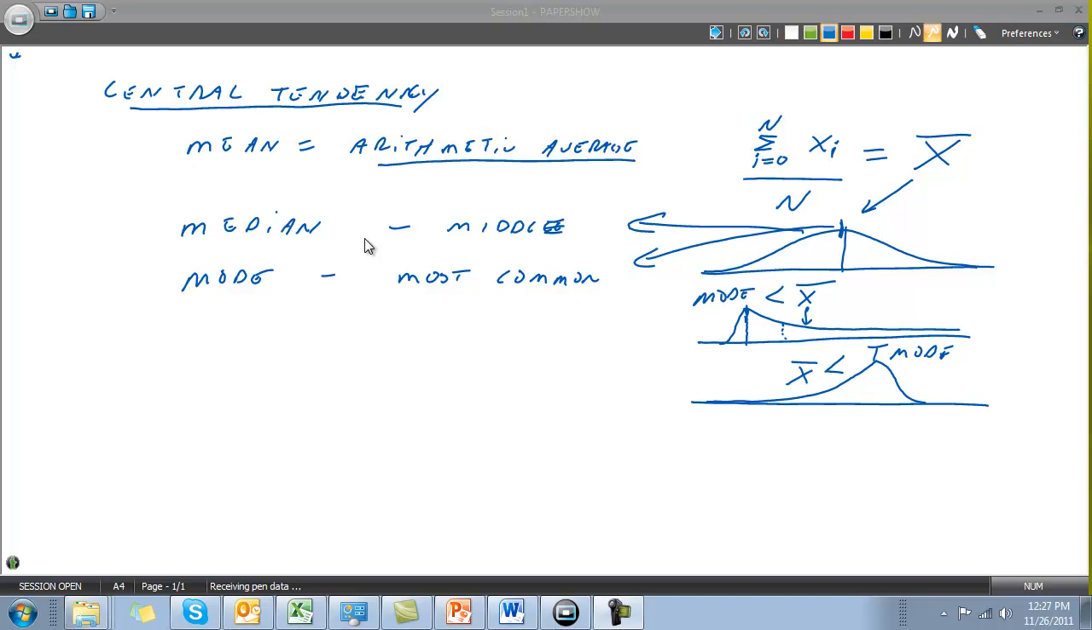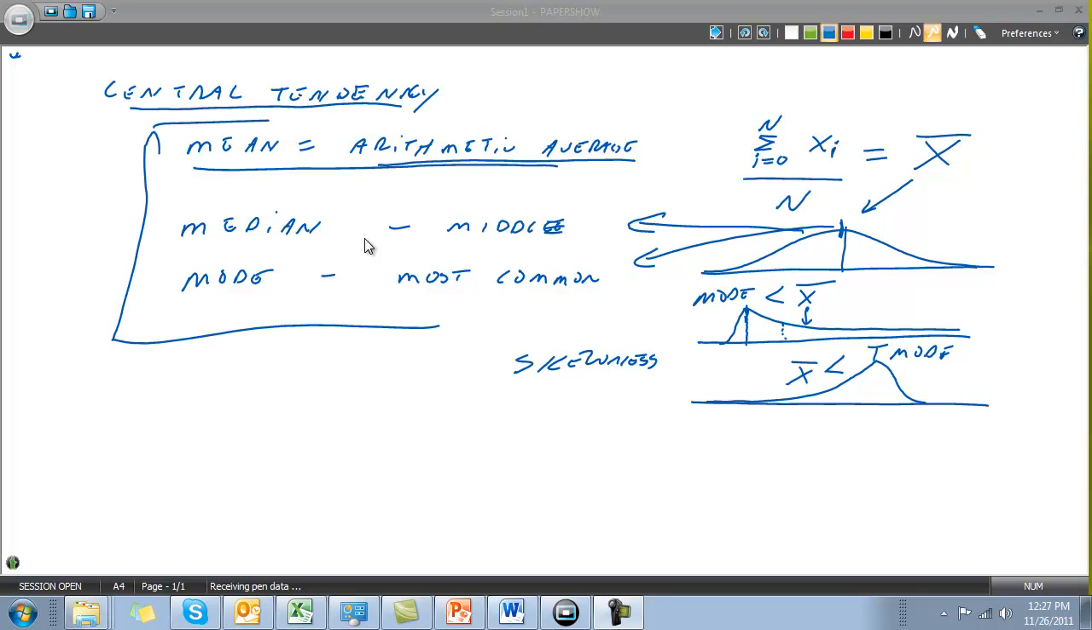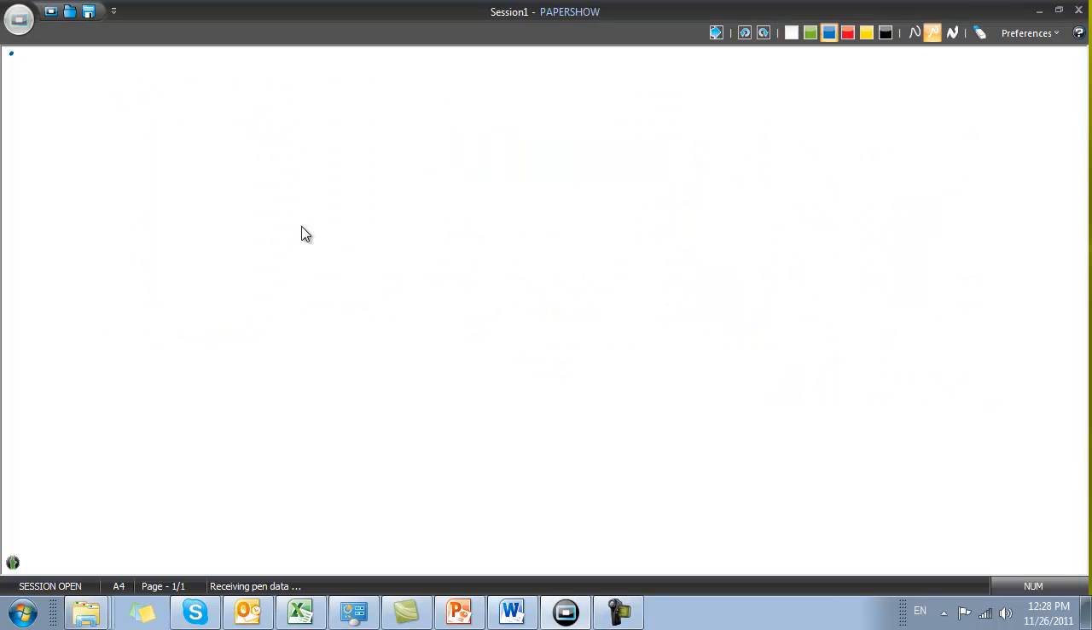You'll see three ways of looking at our central tendency, or our mean. The next thing we looked at was also kurtosis, not just skewness. You see how skewness affects our measurement of our central tendency. We also looked at something called kurtosis, a measurement of how spread out things are.